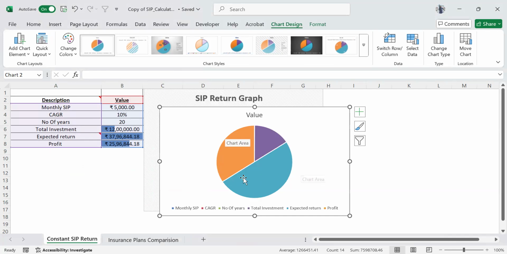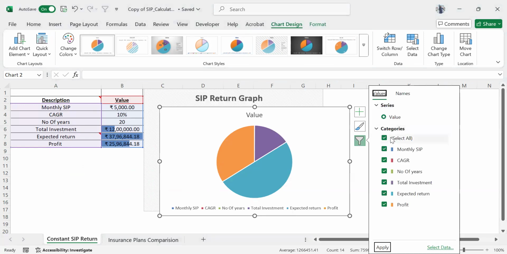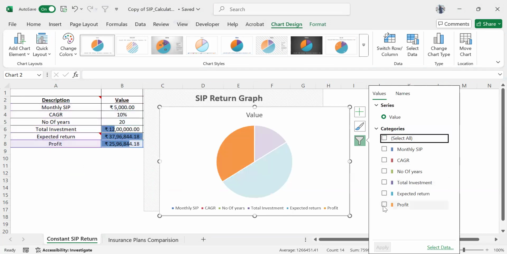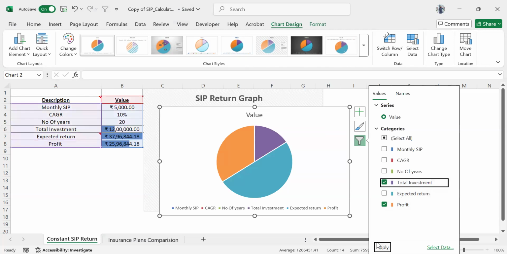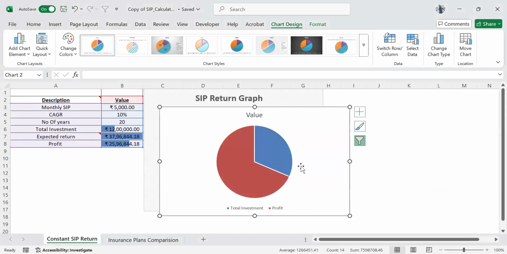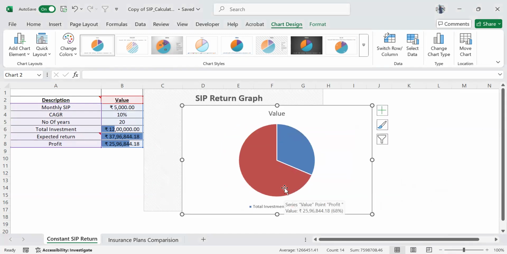Now in this graph, all the particular descriptions and categories are being shown. So first unselect all the things. What we need is to know the profit percentage out of the total investment. So we will select only these two categories and then click on apply. Now you have created a meaningful graph where the maroon color reflects your profit and the blue color reflects your total investment.